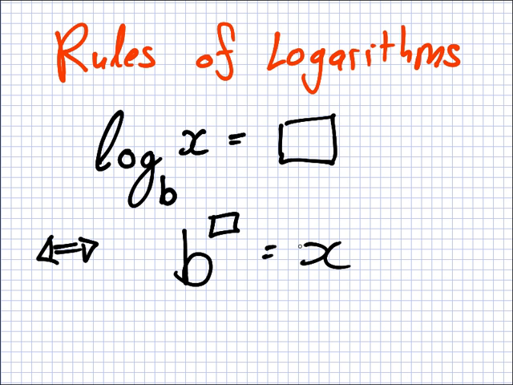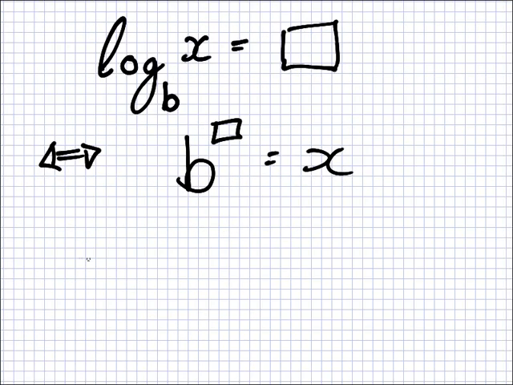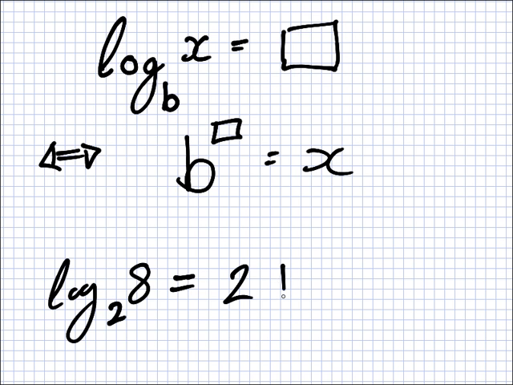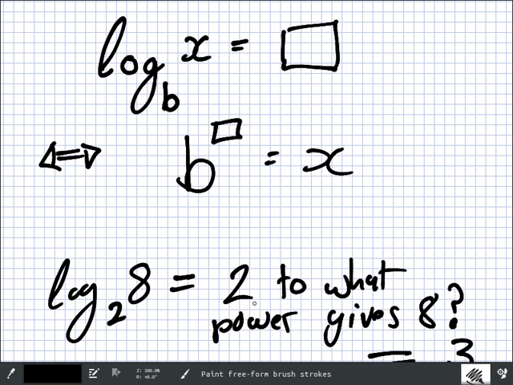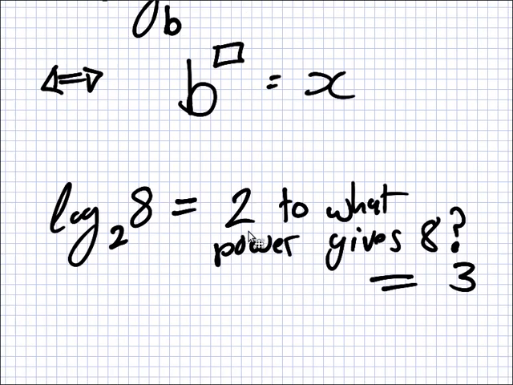You say b to what power will give you the x. So I'll give you an example with some numbers. If I said to you log 2 of 8, that's like asking the person the question 2 to what power gives 8. And the answer for that one would be 3. Okay. So that's how logs work. Let's just practice a couple more before we look at them in more detail.